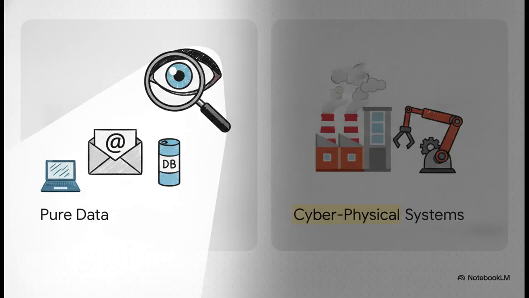See, the critical flaw of the Triad is that it was designed strictly for pure data environments. We're talking traditional IT software, emails, and databases. That leaves a massive blind spot in fields like scientific research or modern manufacturing, where software actually interacts with the physical world, and digital files are transformed into tangible cyber-physical systems.